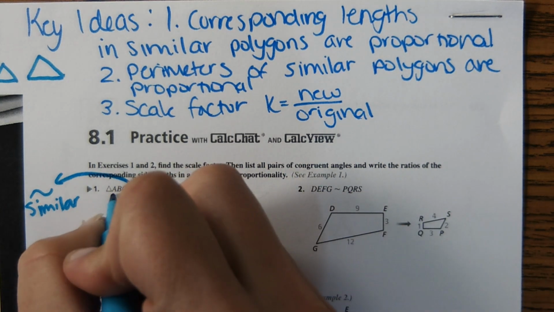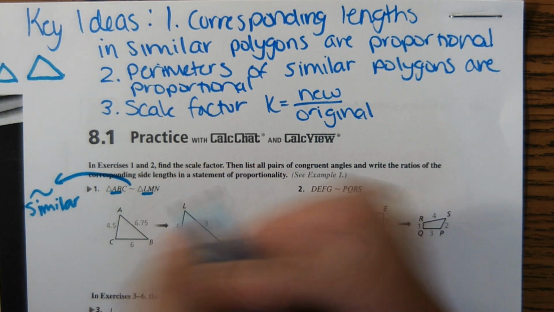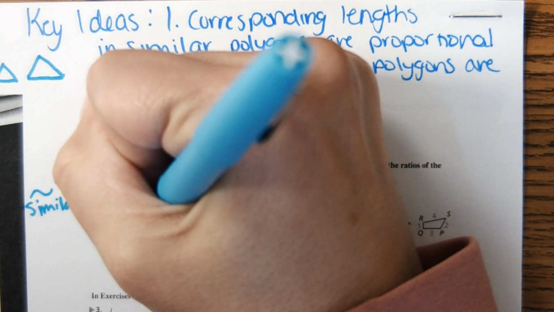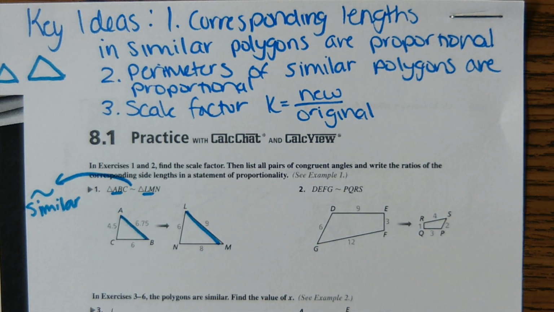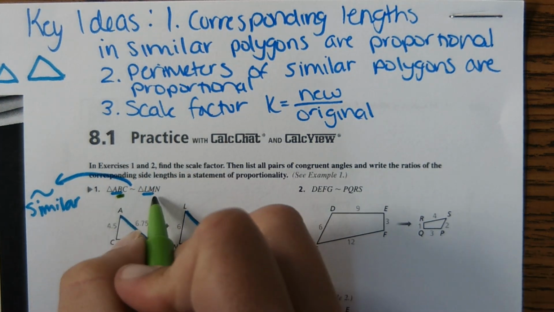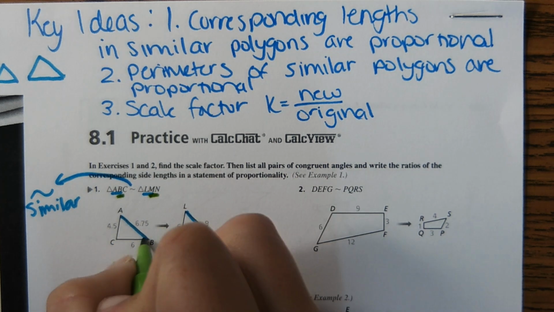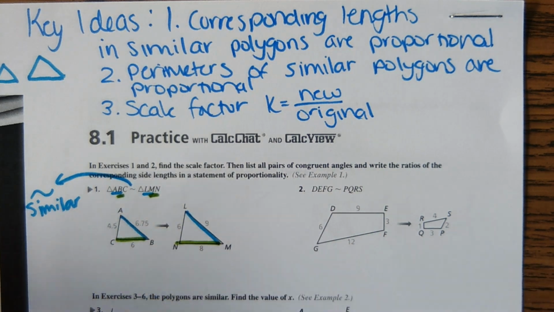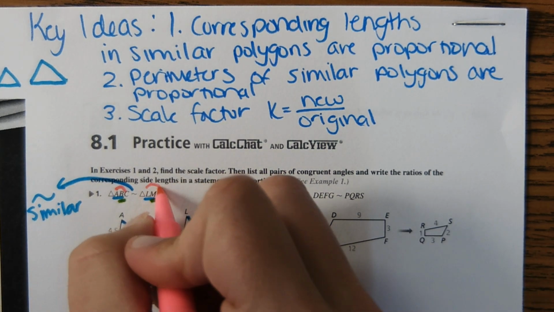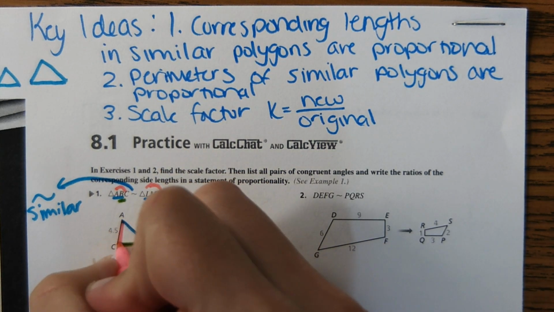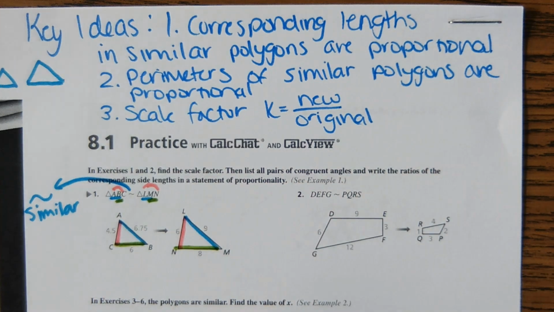corresponding. So like segment AB corresponds to LM. And BC corresponds to MN. And then AC, the first and last letter, corresponds to LN. AC corresponds to LN.